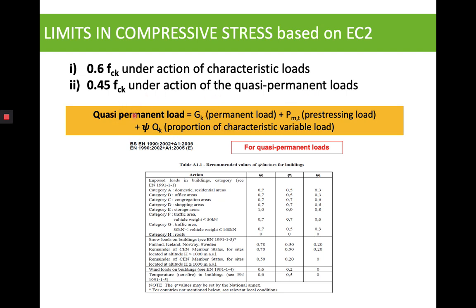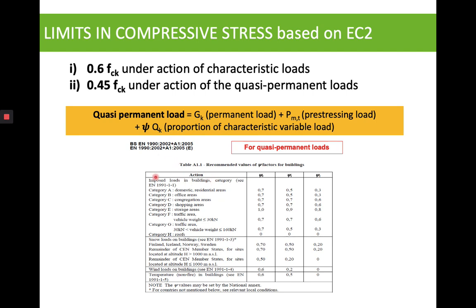In the box is the equation for the quasi-permanent load, whereby we add up Gk, which is the permanent load, plus the pre-stressing force or pre-stressing load, plus a proportion of the characteristic variable load. We can see here the psi sign, which is the factor that can be obtained from BS EN 1990, or Eurocode 0.